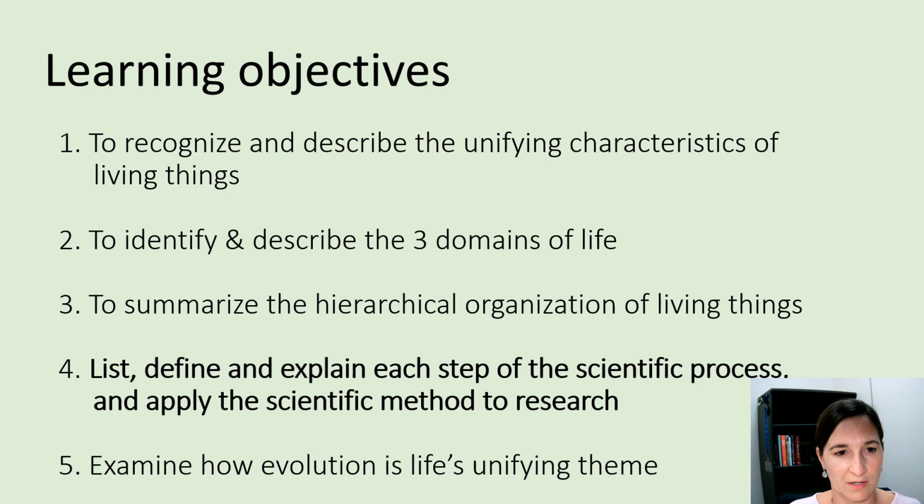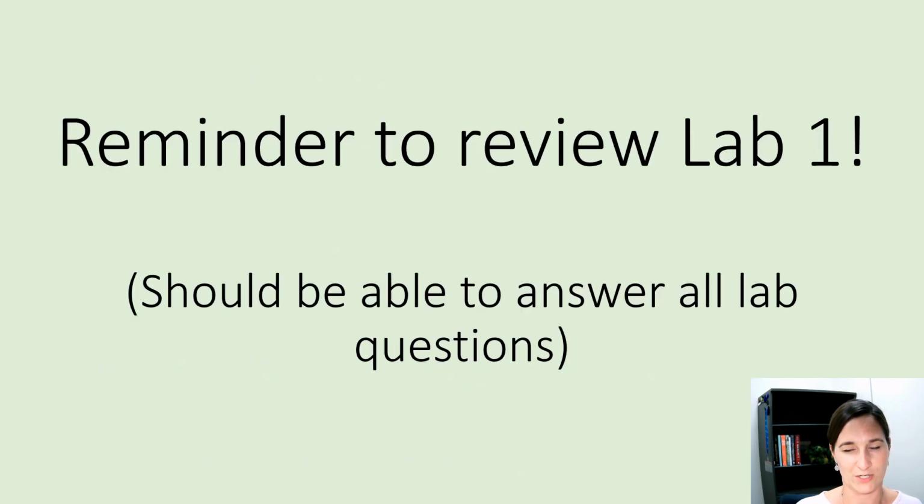So we've done number 1, 2, and 3. Let's go ahead and list, define, and explain each step of the scientific process. We spent a lot of time in lab. That was what your lab was about, so I'm not going to go over this in too much detail. This is just a reminder to review lab 1. Make sure you fill out all those questions. Make sure you understand everything. That gives you a very thorough review of the scientific process.